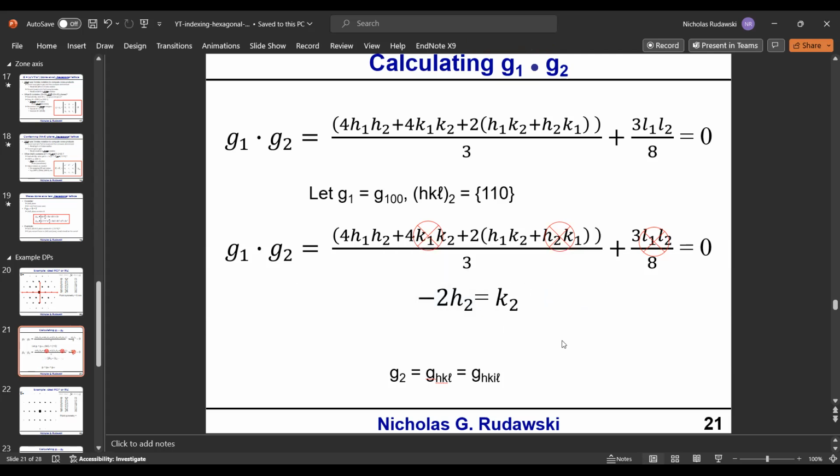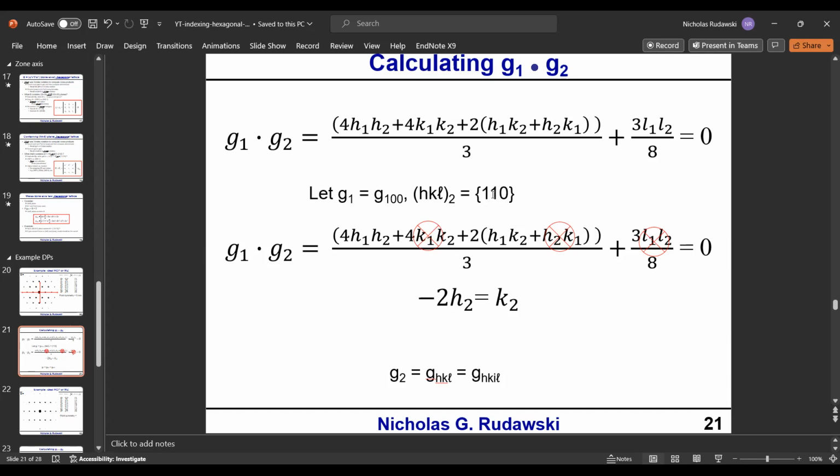Okay, so this is our constraint now. Our constraint is that K2 has to be equal to twice the opposite of H2. Okay. And we still have to be in the 1, 1, 0 family. Okay. So you might be looking at this going, well, how is that possible?